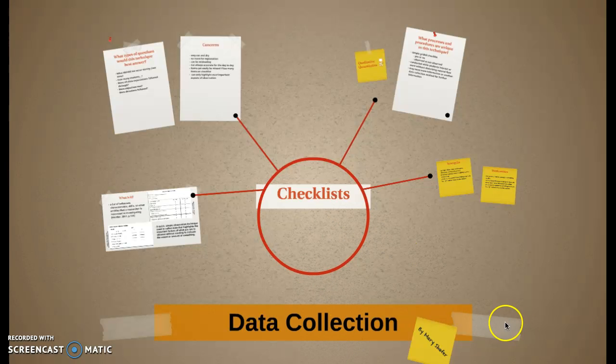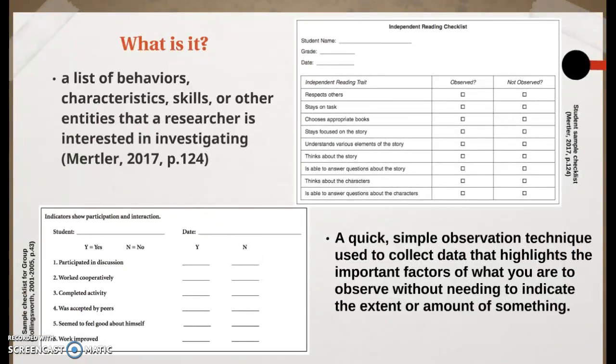The collection method that I had was checklists. I was actually a little disappointed there wasn't a whole lot within the readings, but there were very specific items I was able to capture for this presentation. Quite basically, it is a listing of what you're looking for in a classroom or a group or of a certain student. I have two examples here using either yes or no or observed versus not observed.